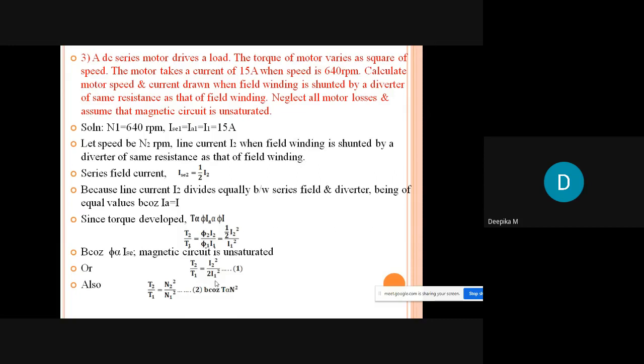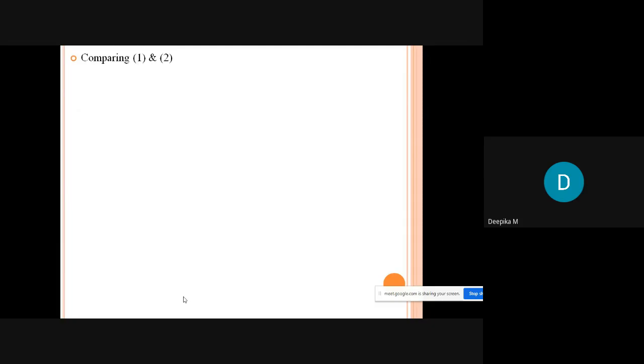Also, T2 by T1 is equal to N2 square divided by N1 square, because in the problem they have mentioned that torque is proportional to the square of speed. Hence, we have written it this way. As it is a direct relationship, T2 by T1 will be equal to N2 square by N1 square. So now let us equate these two equations. When we equate them, we get this relationship: N2 square by N1 square will be equal to I2 square divided by 2 I1 square.